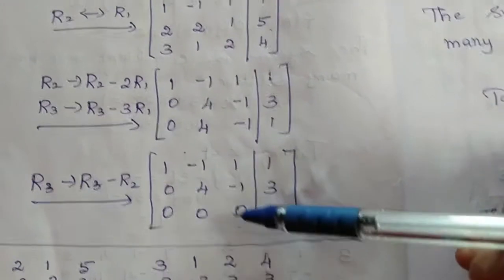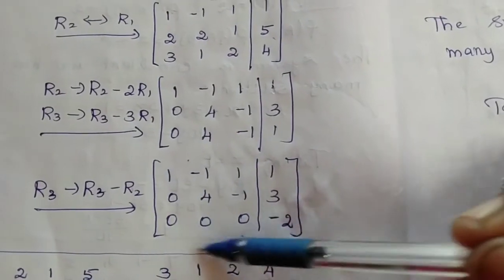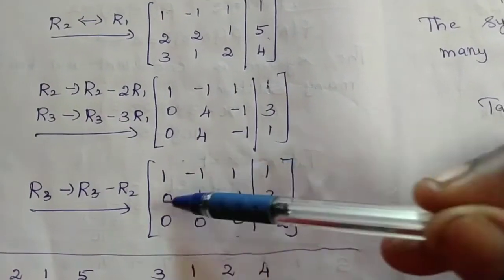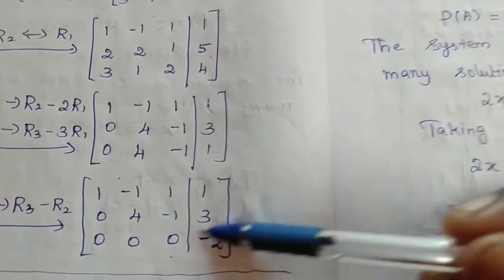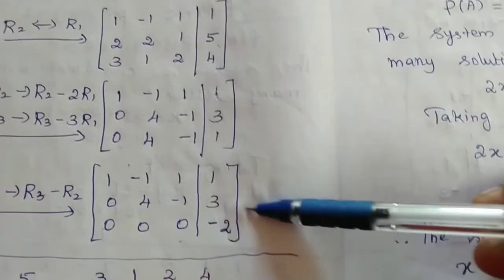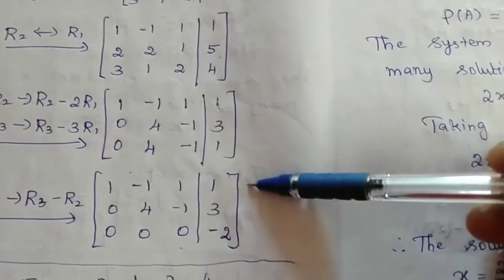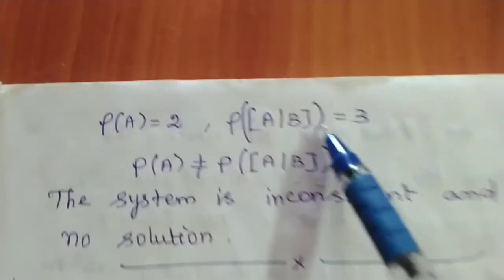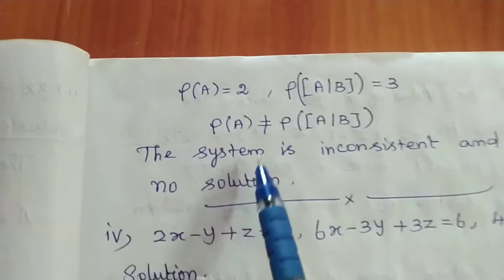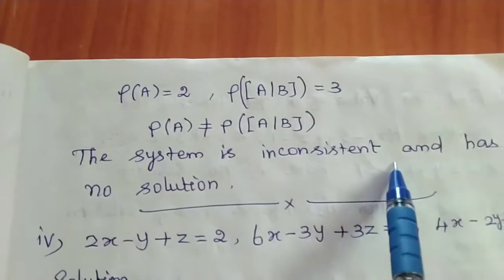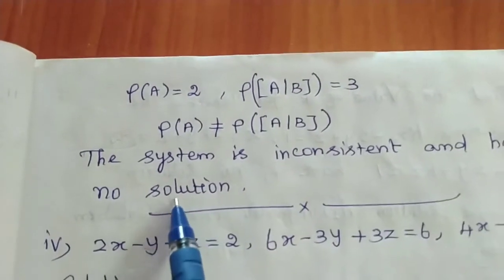See that the rank of A equals 2 non-zero rows, so the rank of A equals 2. The rank of A by B equals 3 non-zero rows, since here also a number is there, so the rank of A by B equals 3. But rank of A is not equal to rank of A by B. So the system is inconsistent and has no solution.